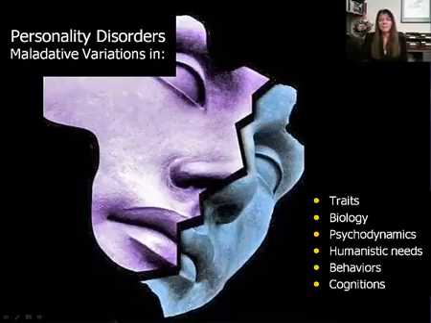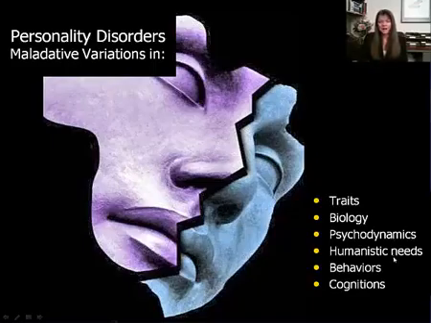There can also be maladaptive variations in biology, so the biological approach. What we're talking about here is our maladaptive genes or hormones, maladaptive neurochemical levels would be another example. Okay? And in the psychodynamic approach, this one is interesting. These are extreme fixations and extreme emotions, generally coming from the unconscious, right?